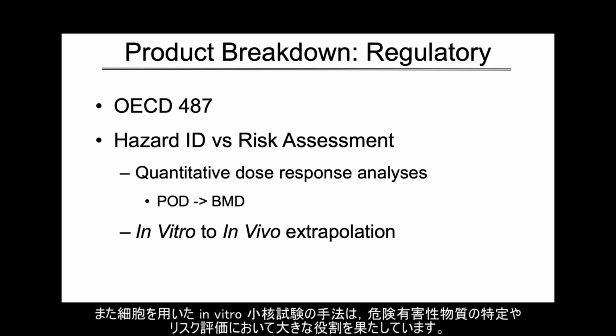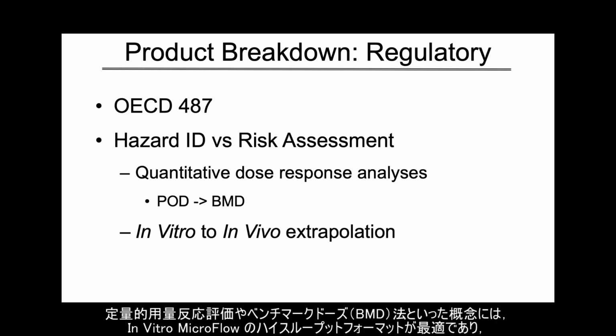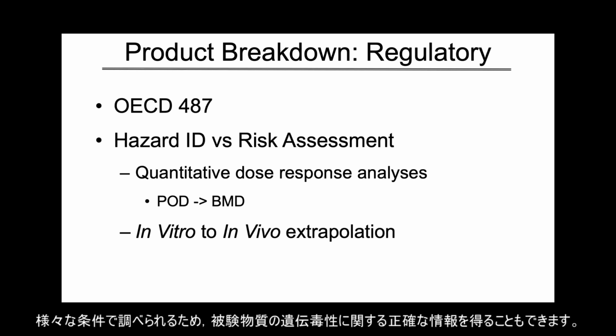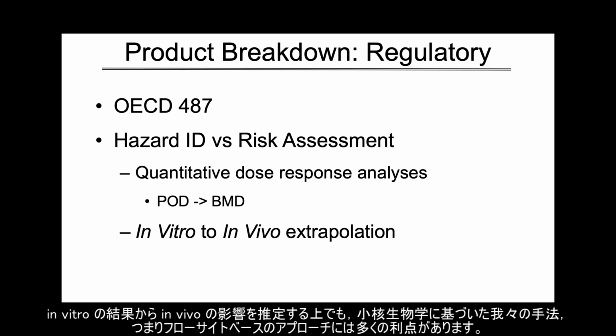In this section, I also want to point out the ever-increasing role that in vitro methods, such as cell-based micronucleus assessment, are having in hazard ID and risk assessment. Concepts such as quantitative dose-response analysis and point of departure metrics, such as benchmark dose, fit nicely with in vitro microflow's high-throughput formats that allow you to examine many concentrations in multiple replicates and thus develop the most accurate picture of exposure-related genotoxicity. Extending this further to in vitro to in vivo extrapolation takes advantage of the comparable nature of micronucleus biology across our methods and the numerous benefits of flow-based approaches.